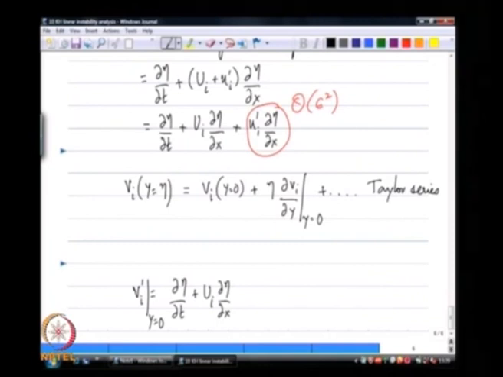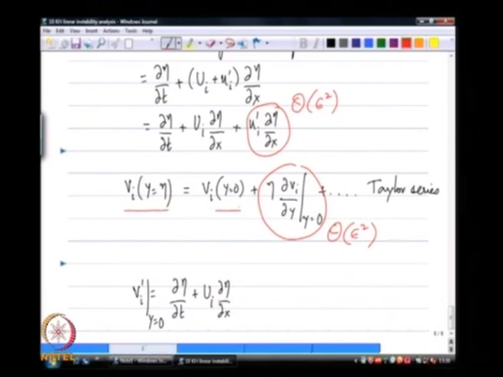Okay. If you notice again, this part here is order epsilon squared. So, just as we simplified the right hand side of this equation to only have order epsilon terms, if I simplify the left hand side to only have order epsilon terms, then V I at y equal to eta can be replaced by V I at y equal to 0 or V I prime at y equal to 0.